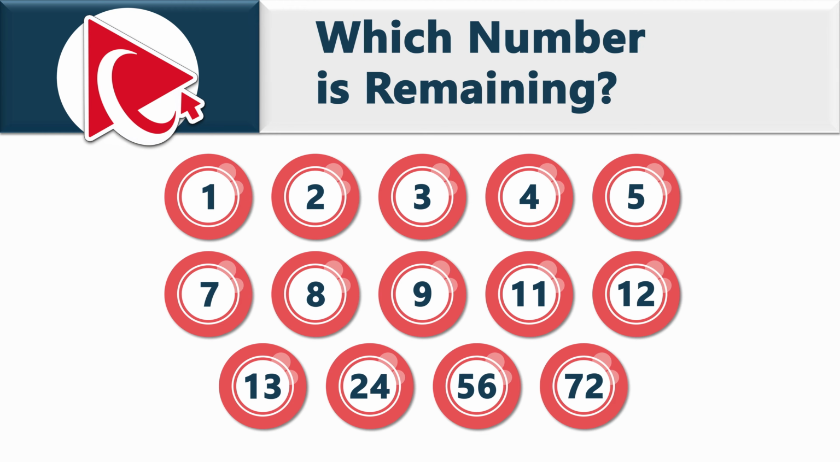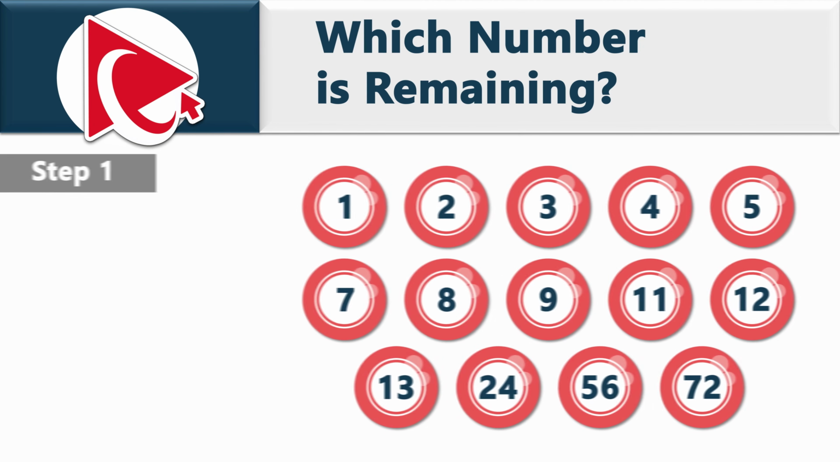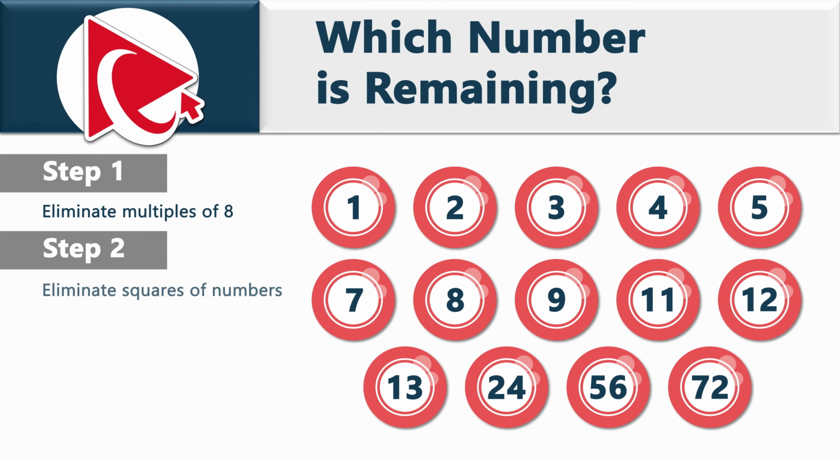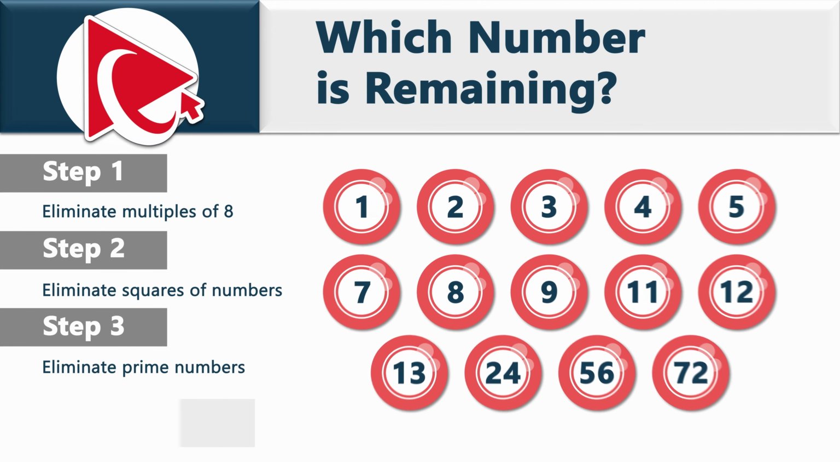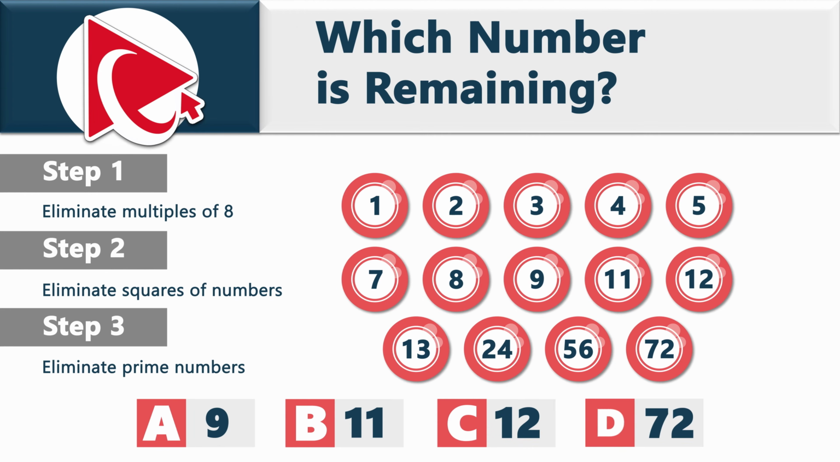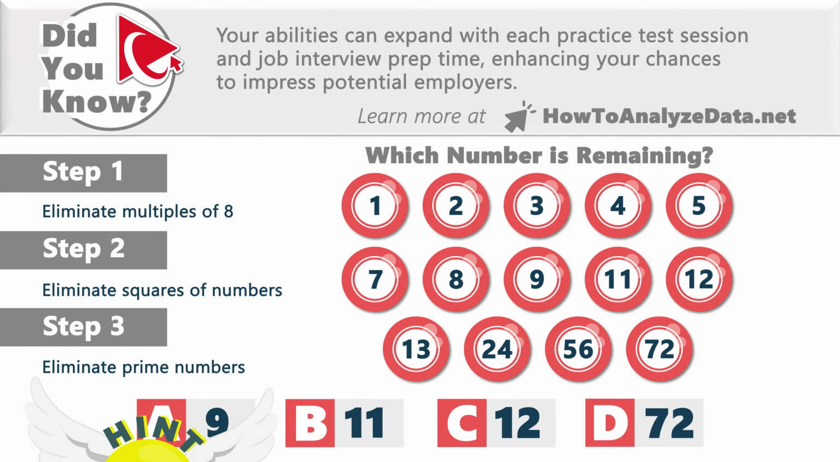Now we need to start eliminating the numbers. First step, you need to eliminate multiples of 8. In second step, you need to eliminate squares of numbers. And then in the third step, you need to eliminate prime numbers. So which number is remaining? Your choices for the answers are choice A, 9, choice B, 11, choice C, 12, and last but not least, choice D, 72. Let me give you a quick hint to help you.